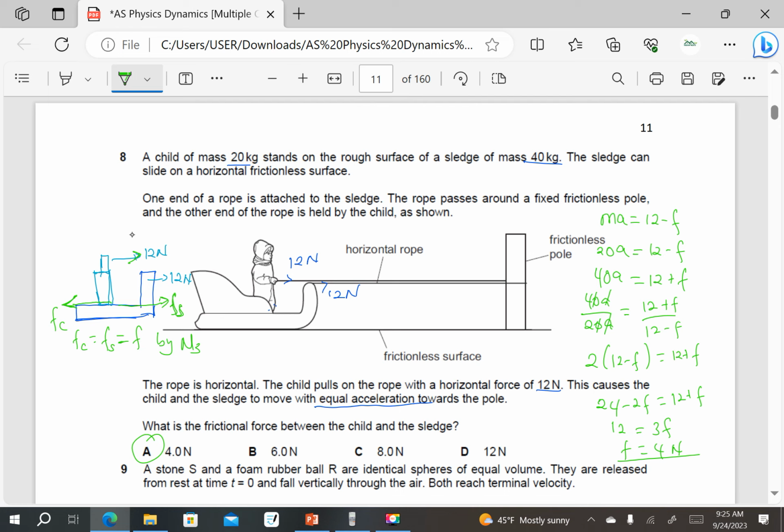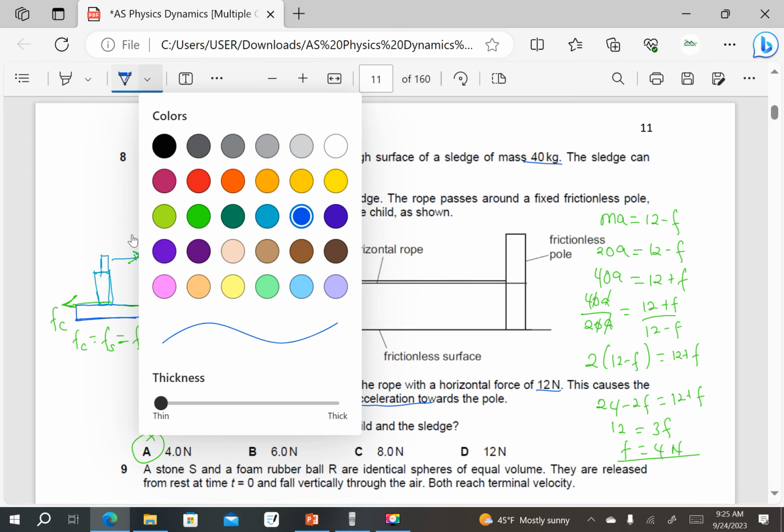So the answer is automatically going to be C. Of course, this is quite technical. It is quite advanced, but then that is fine. The answer is going to be A.